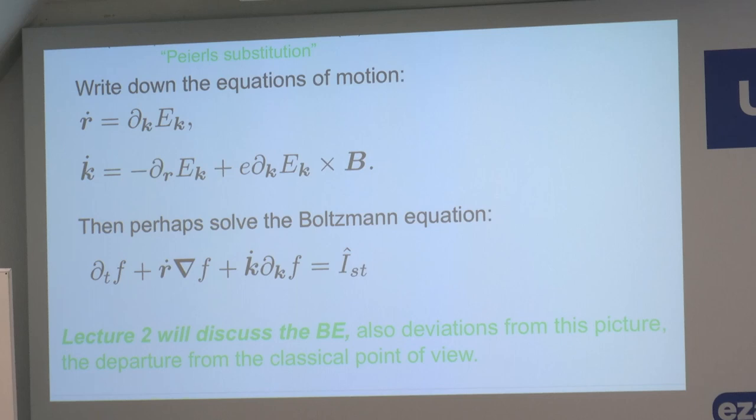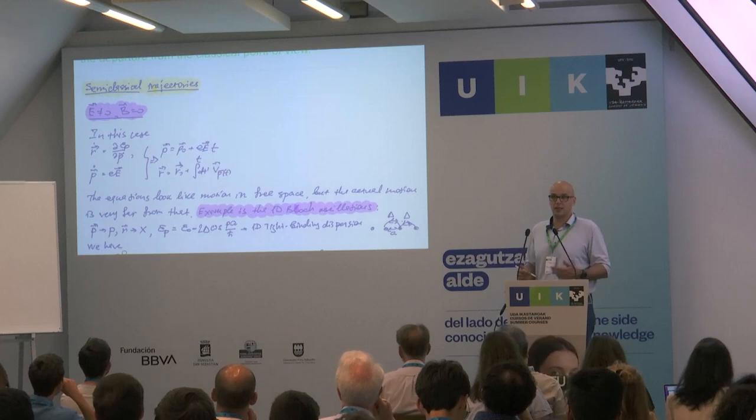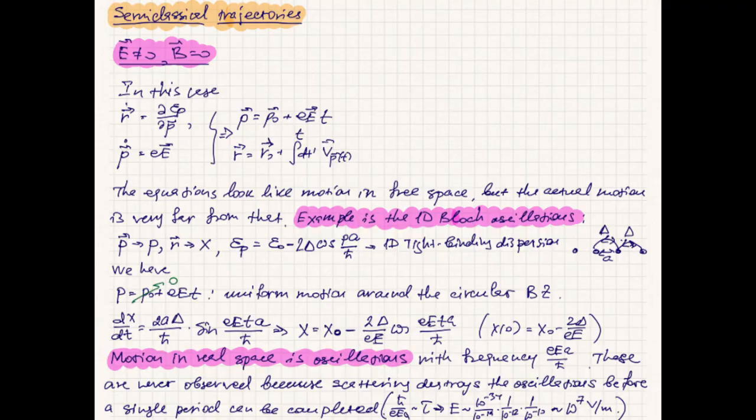So lecture two will discuss that, and it'll discuss quantum corrections to these right-hand sides that David mentioned and what kind of observable effects they lead to. But for now, let's get a feeling of this classical description. What do these classical electrons do, to see where the description fails? The first case I'm going to consider is a situation where there is a non-zero uniform electric field, and there is a zero magnetic field.